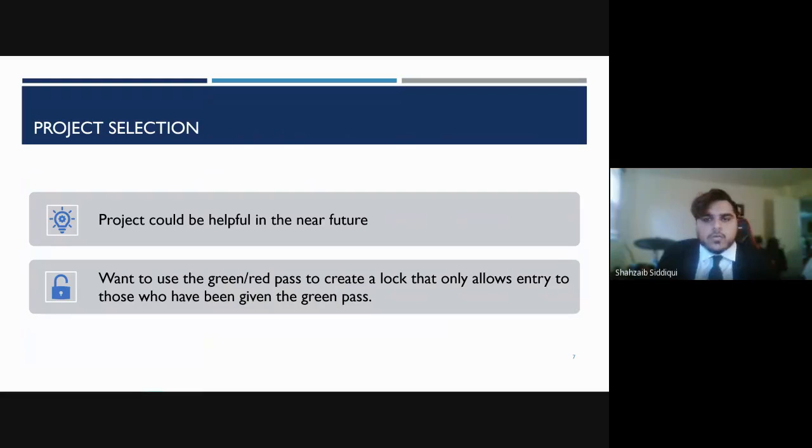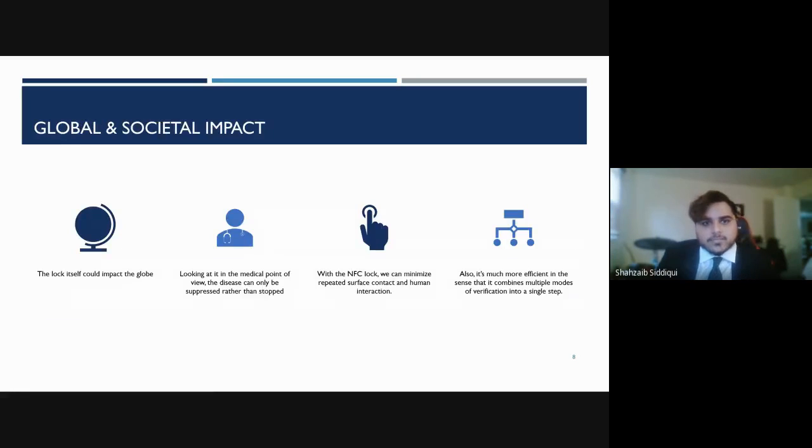So the reason why we chose this project is because it can definitely be helpful in the far near future. As mentioned before, we want to use red pass and green pass that usually is able to lock or unlock the door for the building. For instance, if someone has a green pass, they're allowed into the vicinity, whereas if someone has a red pass, it denies them entrance. Next slide.